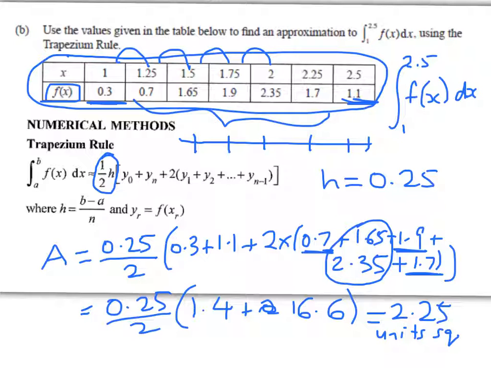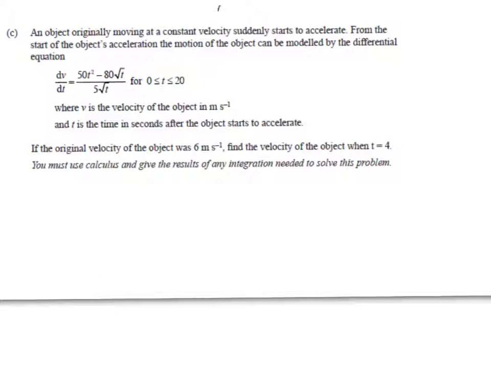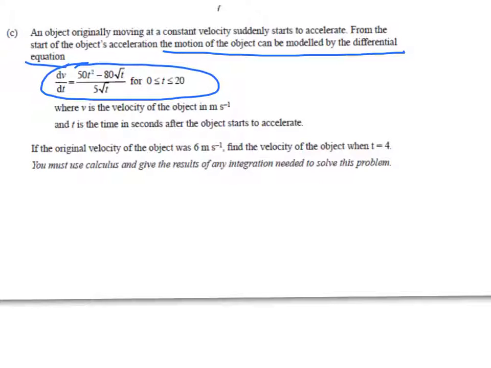Right, on to the merit question. Okay, this is a kinematics problem. You need to read it quite carefully to check you understand exactly what you need to do. So, an object originally moving at a constant velocity suddenly starts to accelerate. From the start of the object's acceleration, the motion of the object can be modelled by this differential equation. Okay, and this is true between 0 and 20 seconds. So 0 seconds is when the object started to speed up.